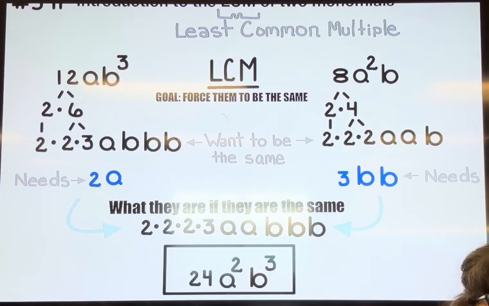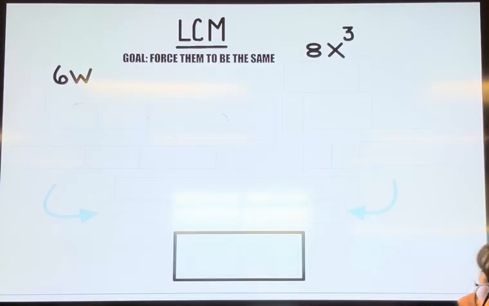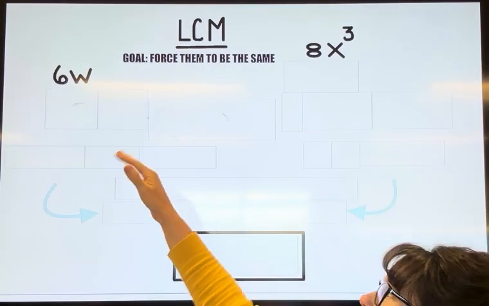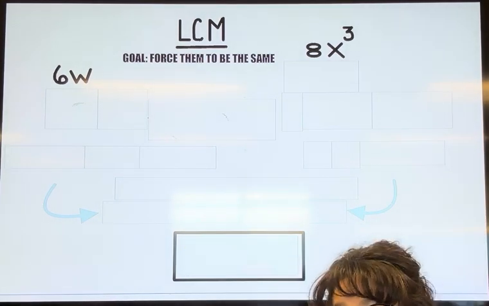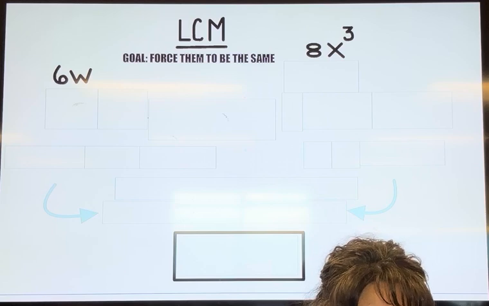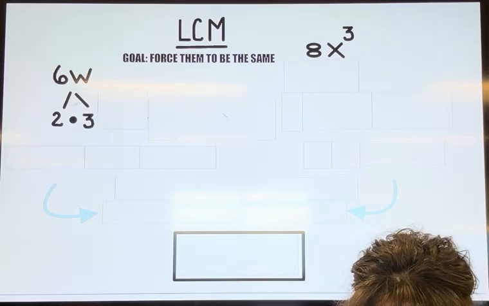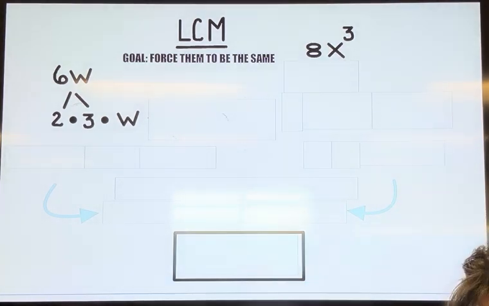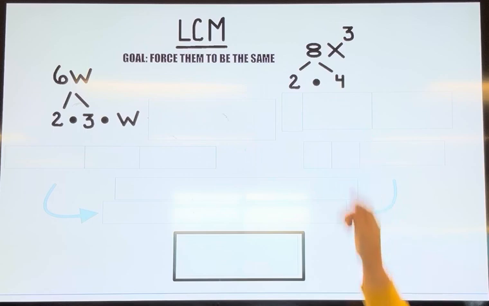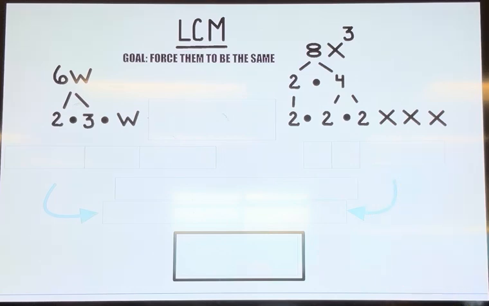Okay, so let's do that one more time with just a little bit different one. I want to force the 6w and the 8x cubed to be the same. So step 1, let's figure out what they are made out of. Well, the 6w is made out of 2 times 3 times w. The 8x cubed is made out of 8's 2 times 4, bring down the 2. The 4 is 2 times 2. And then x cubed is x times x times x.